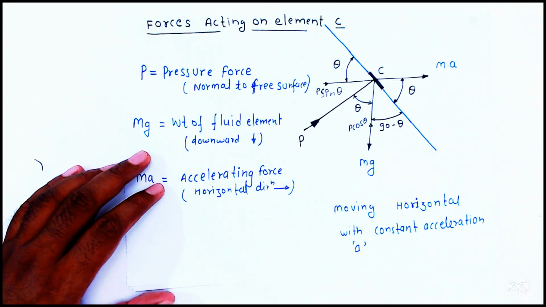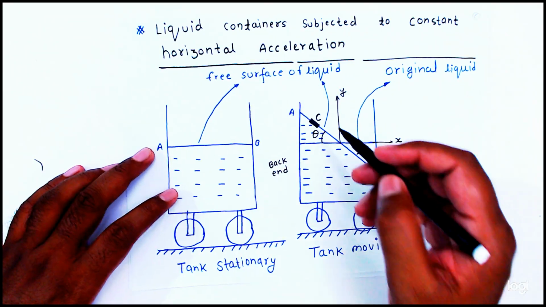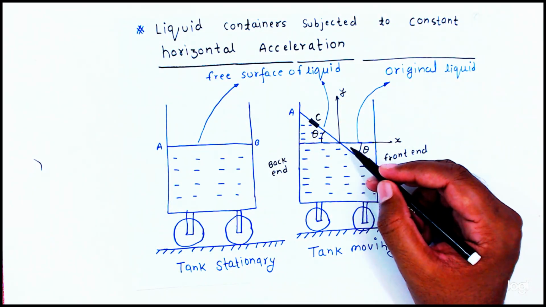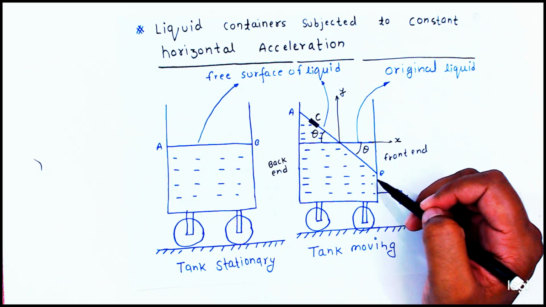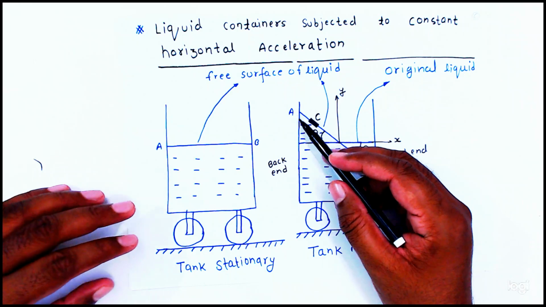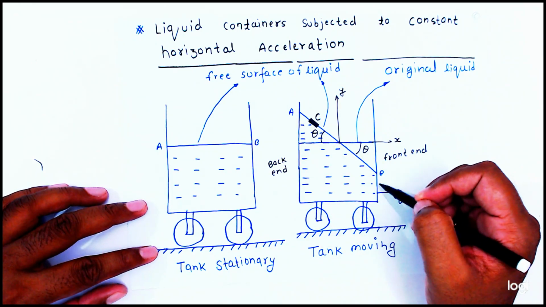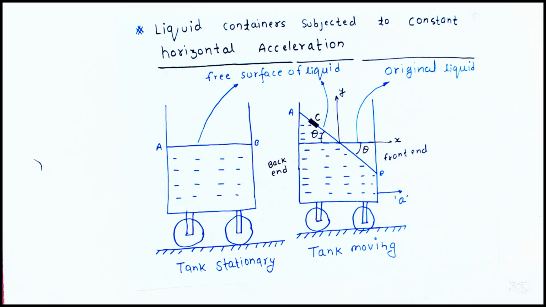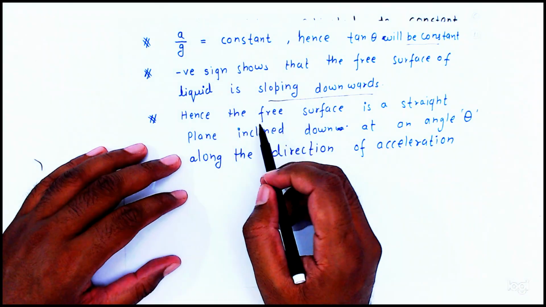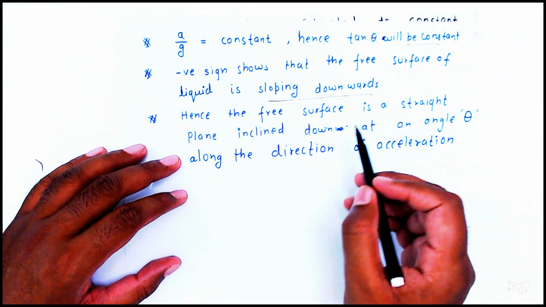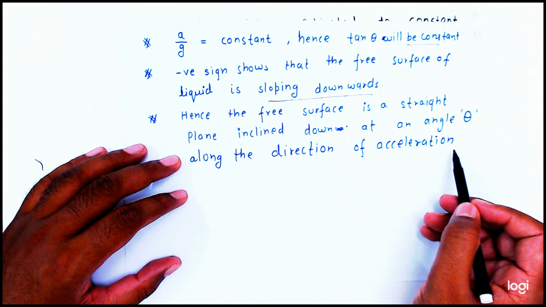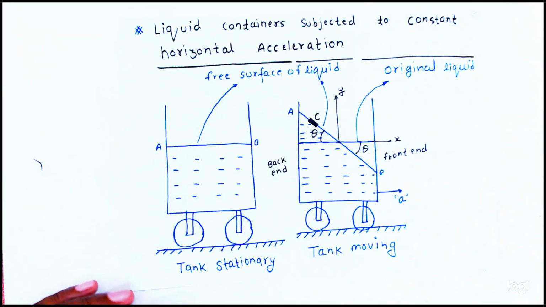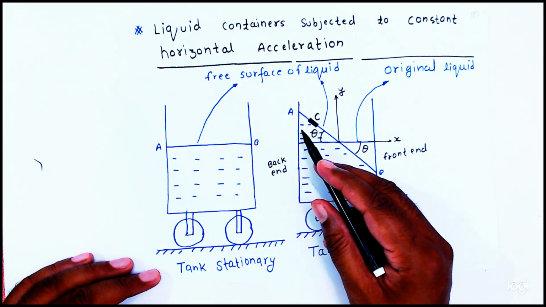That's why the liquid here is going in the downward direction. It means here it will go up and here it will go down. It means the liquid will shift to the back end and drop in the front end. Getting, friends? Because of this slope we are able to find it. Hence the free surface is a straight plane inclined down at an angle theta along the direction of the acceleration. So this side will be down, and the back side will be up.